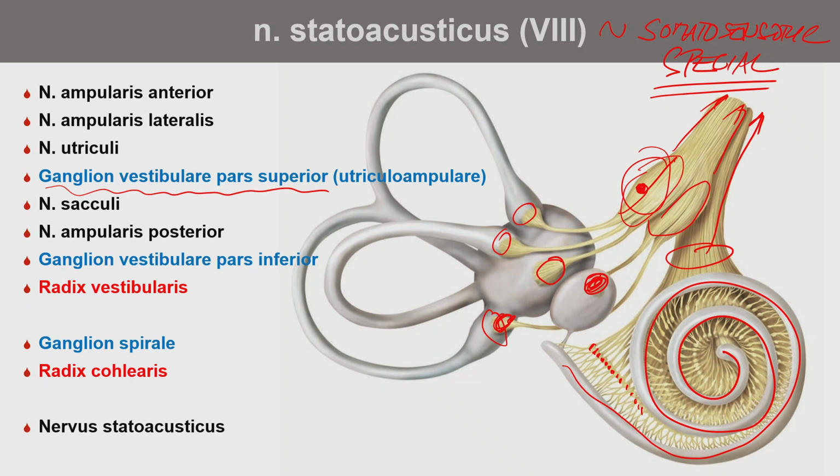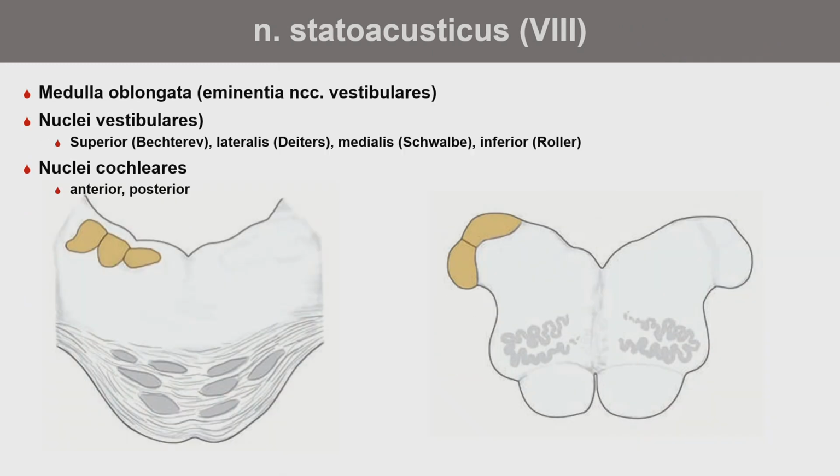When it's in the brainstem, then it is divided also. The information is then going to two parts.